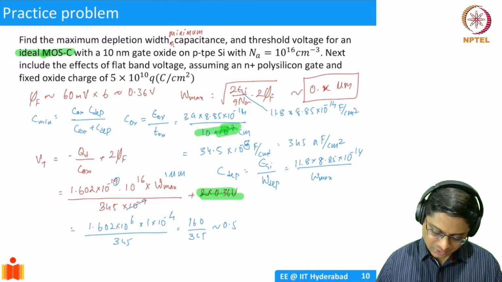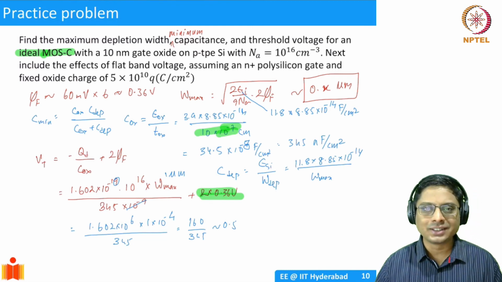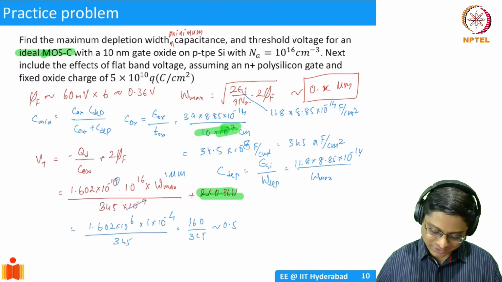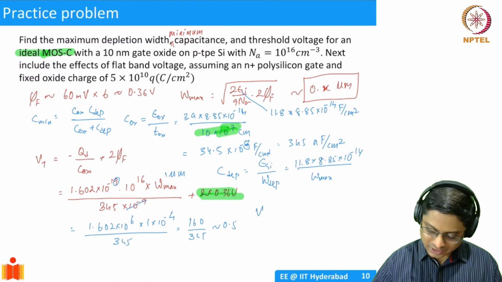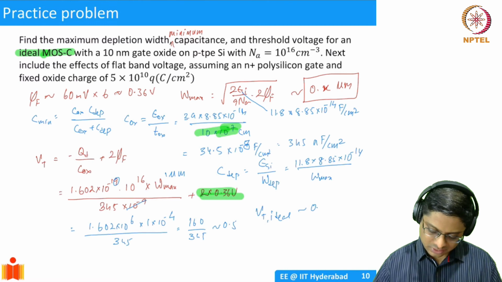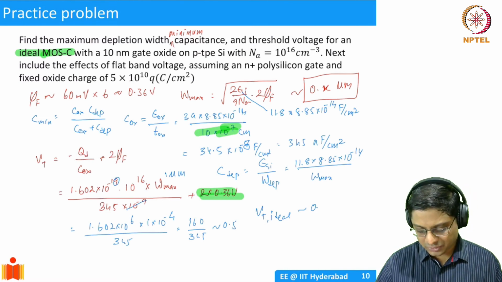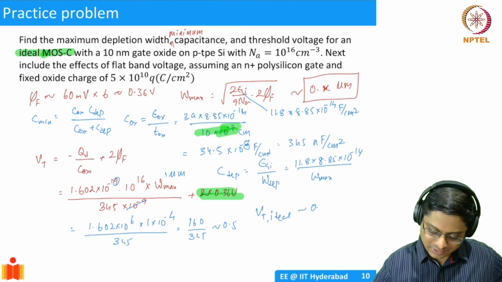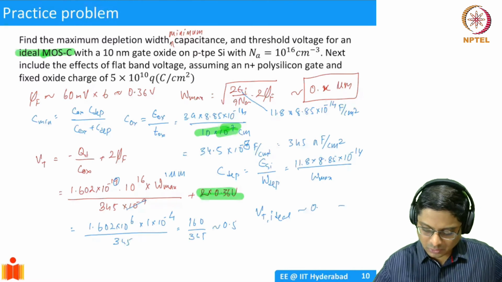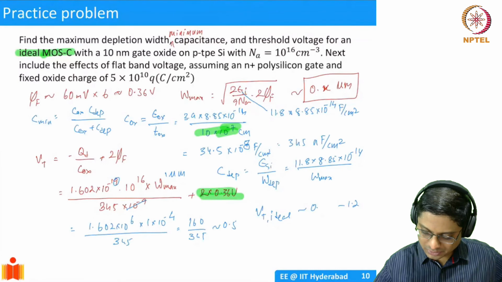Something like that. I don't know what exactly W max is. W max may not be 1 micron. If it is 3 times smaller, it will be 0.2, something like that. So I would expect VT ideal to be in the range. If the upper bound seems to be 1 micron, then on the upper bound I'll have 0.7 plus 0.5, so 1.2 volts. That's my approximate upper bound.